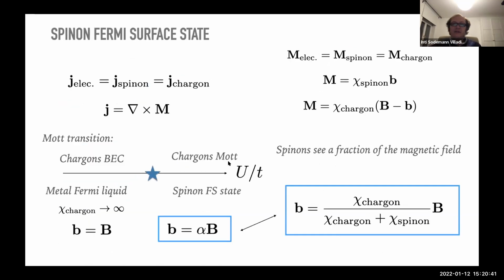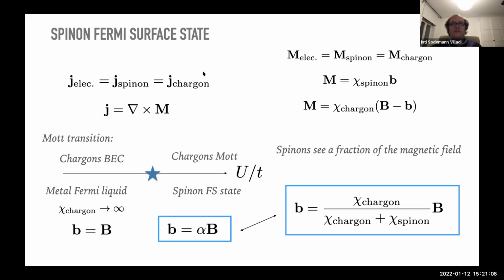So how is it that the spinons can have Lorentz force and experience a magnetic field? Let me give you a very intuitive way to see this in a few lines. The key is to realize that the physical electric current, the current of electrons, must equal the current of spinons and must equal the current of chargons.